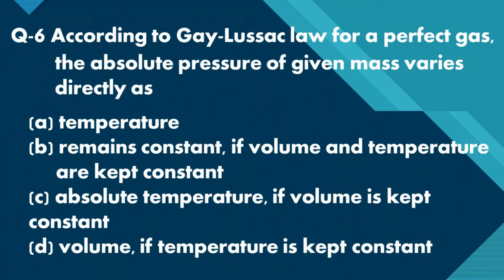Question number 6. According to Gay-Lussac law, for a perfect gas, the absolute pressure of a given mass varies directly as option A temperature, option B remains constant if volume and temperature are kept constant, option C absolute temperature if volume is kept constant, option D volume if temperature is kept constant.